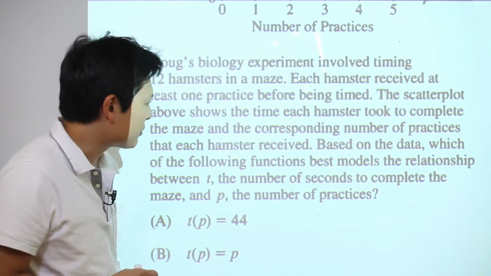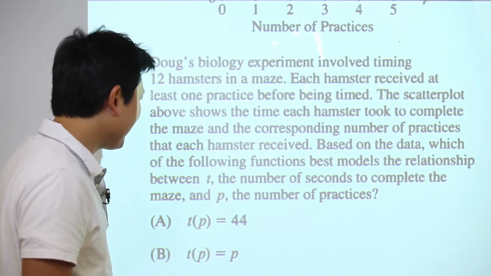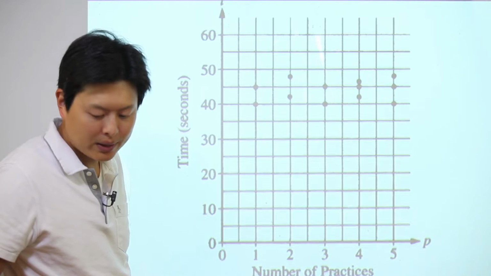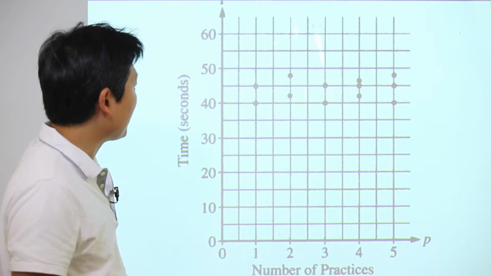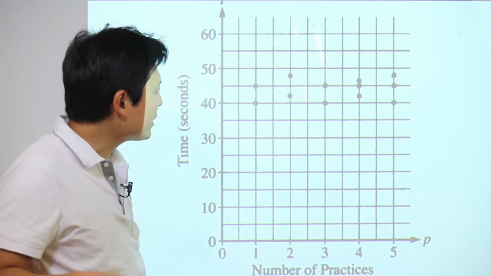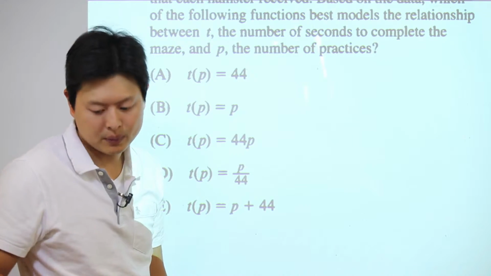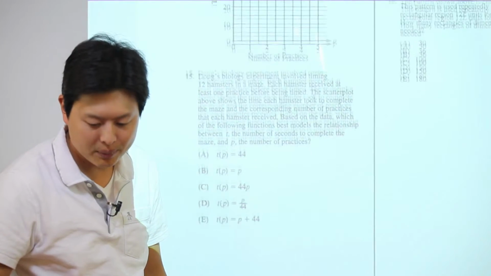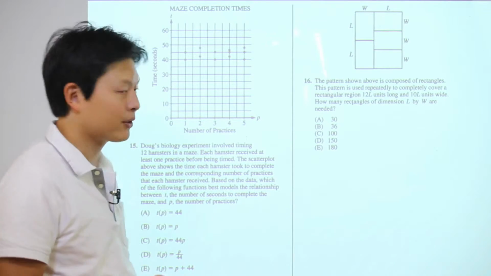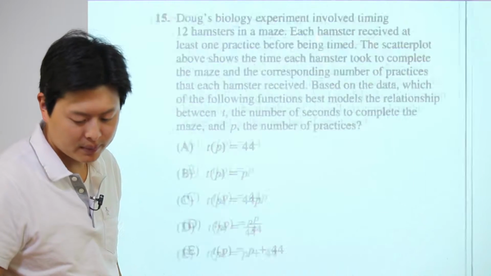Which of the following functions best models the relationship between t, the number of seconds, and p, the number of practices? So they want us to basically come up with the function that models this, that looks something like this, right? So which of the following given graphs will look like that is the question. I'm going to have to keep going back and forth unless I make this really small to be able to fit everything here. So hopefully you have the test in front of you. But let's look at this real quick.